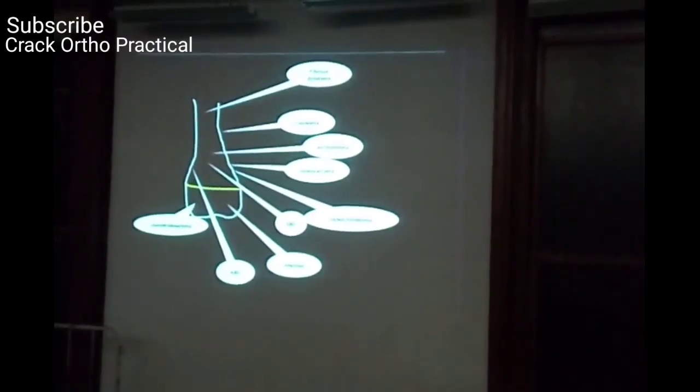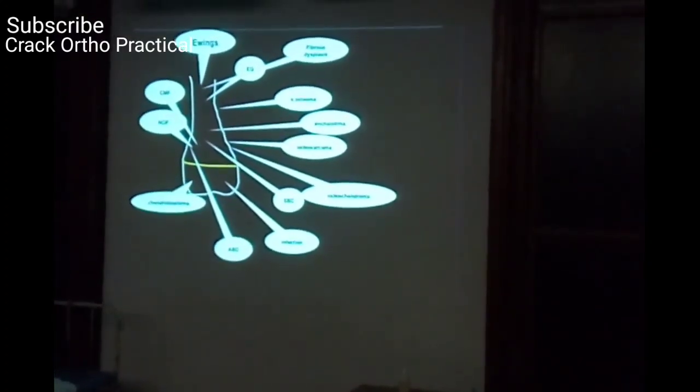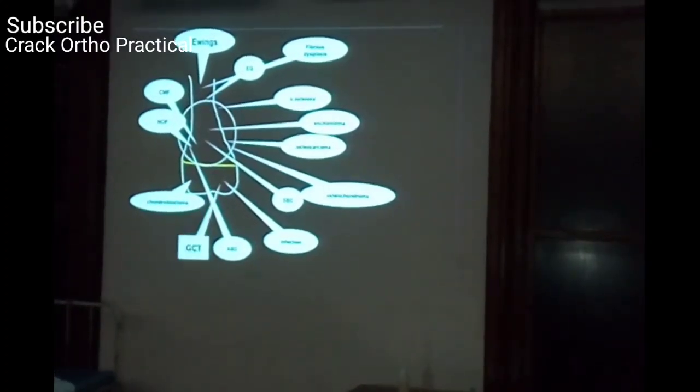Osteoid osteoma will be probably in diaphysis. Fibrous dysplasia can extend to diaphysis. Ewing's mainly is in diaphysis. Non-ossifying fibroma, chondromyxoid fibroma again in metaphysis. Eosinophilic granuloma in diaphysis. So majority of them in metaphysis.